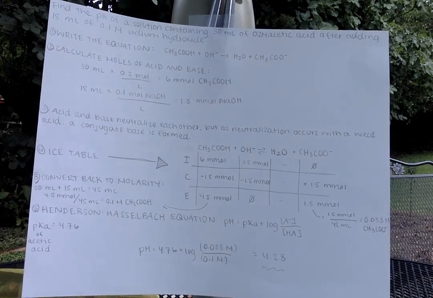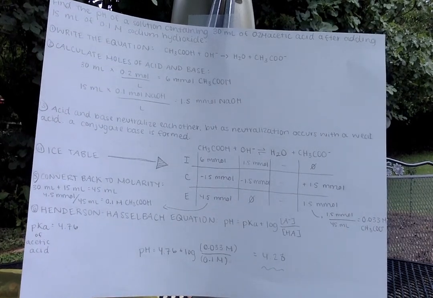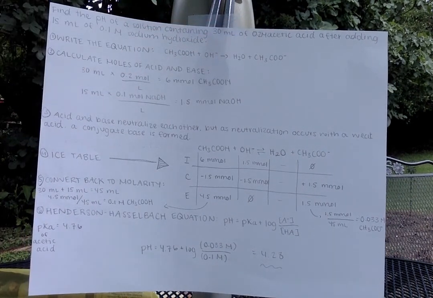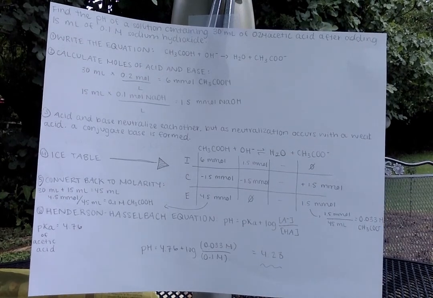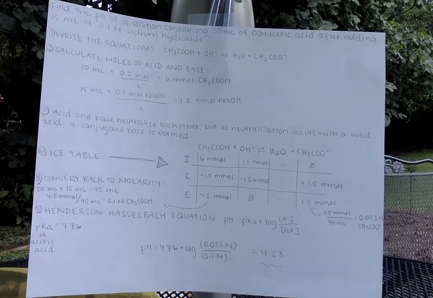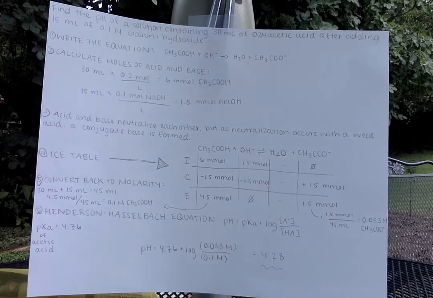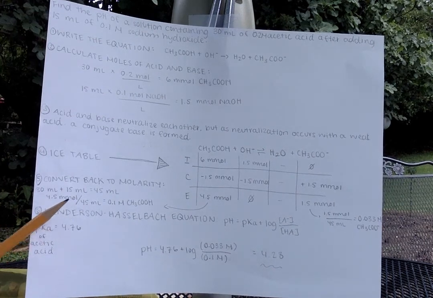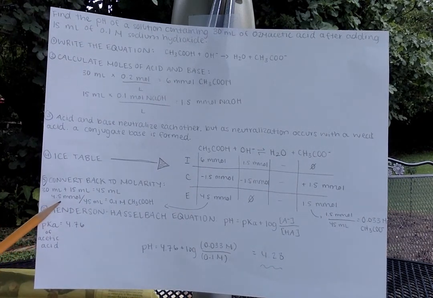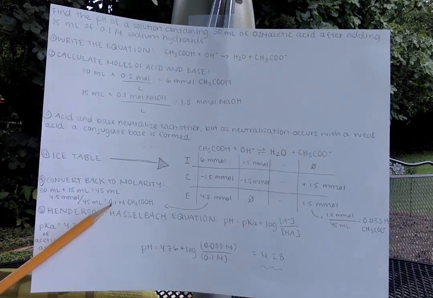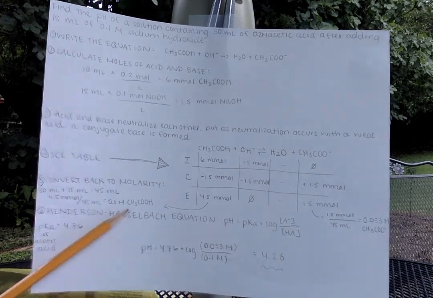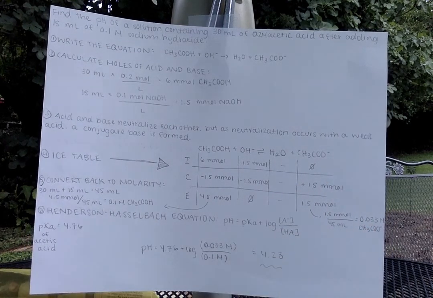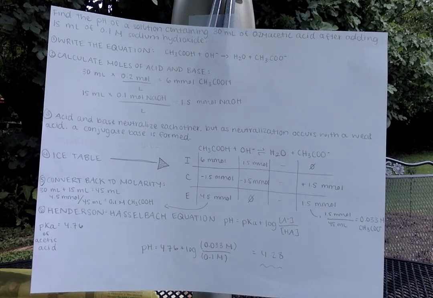Your next step is to convert this back to molarity, because now you have an additive volume. It's not just the 30 milliliters of acetic acid anymore. You've added 15 milliliters, and that can affect your pH, rather than just plugging in the moles. So I have my additive volume right here, and then you convert back to molarity by doing moles over volume. So I did 4.5 millimoles over 45 milliliters to give you 0.1 molar acetic acid. Same thing over here, but 1.5 over 45, and now you have 0.033 molar of the conjugate base.